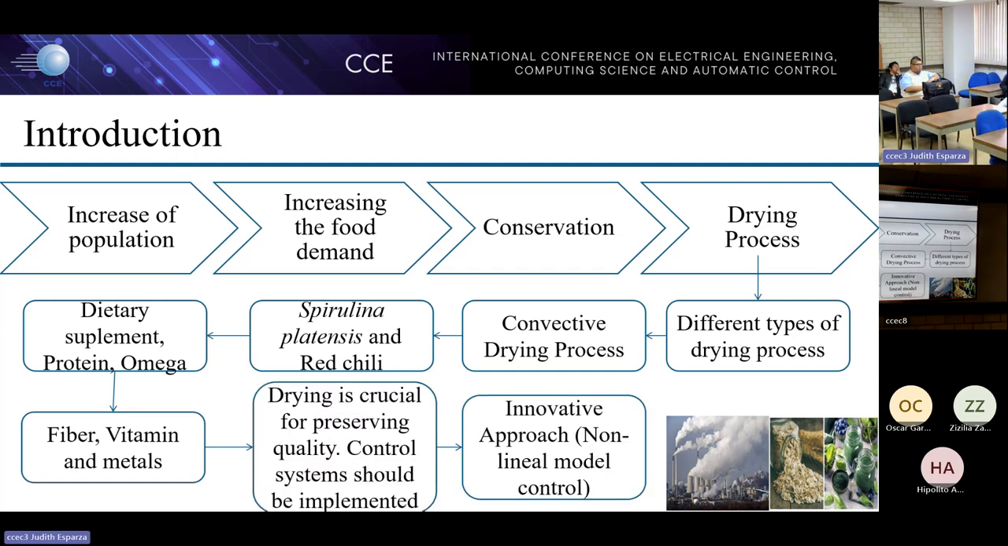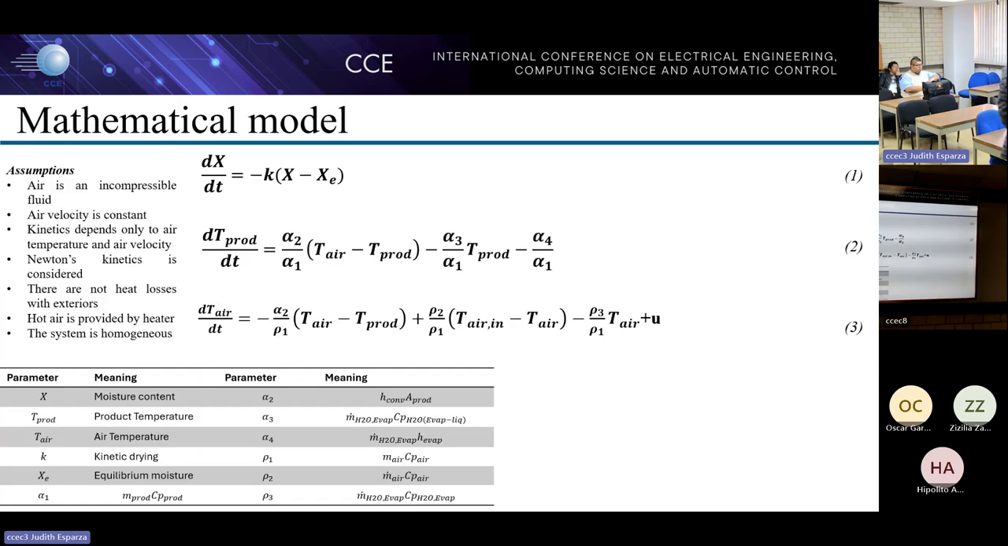Drying is crucial for preserving quality, specifically the convective drying process, and the control system should be implemented as an innovative approach using nonlinear model control. The mathematical model of this process was developed with the following assumptions: air is an incompressible fluid, air velocity is constant, kinetics depends only on air temperature and air velocity, Newton's kinetics is considered, there are no heat losses with the exterior, hot air is provided by a heater, and the system is homogeneous.